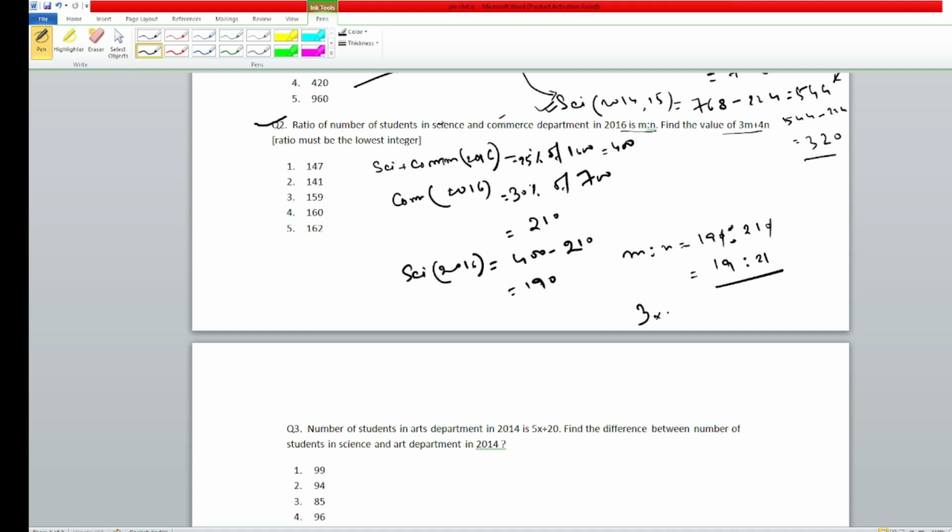That is 3 into 19 plus 4 into 21. It gives 76 plus 84, which is 160. Option 4 is the correct answer. Option 4 is correct here.